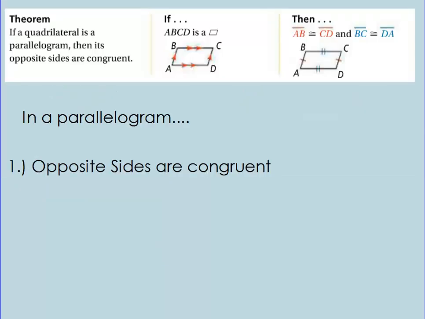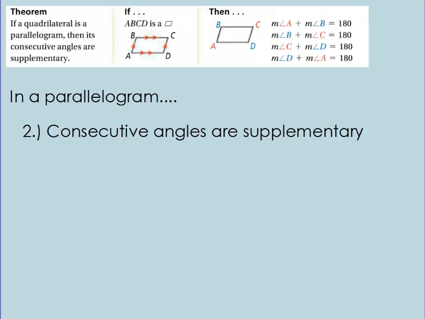So the first one, what does this theorem say? It says a lot of words up here, but basically, in short terms, opposite sides are congruent. So for this diagram up here, which I'd put in your notes, this side right here, BC, is congruent with AD, and BA is congruent with CD. That's property number one.